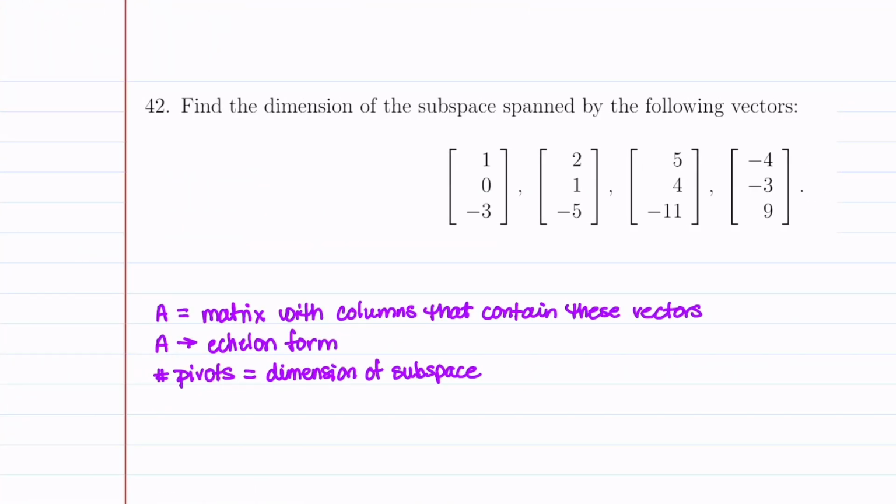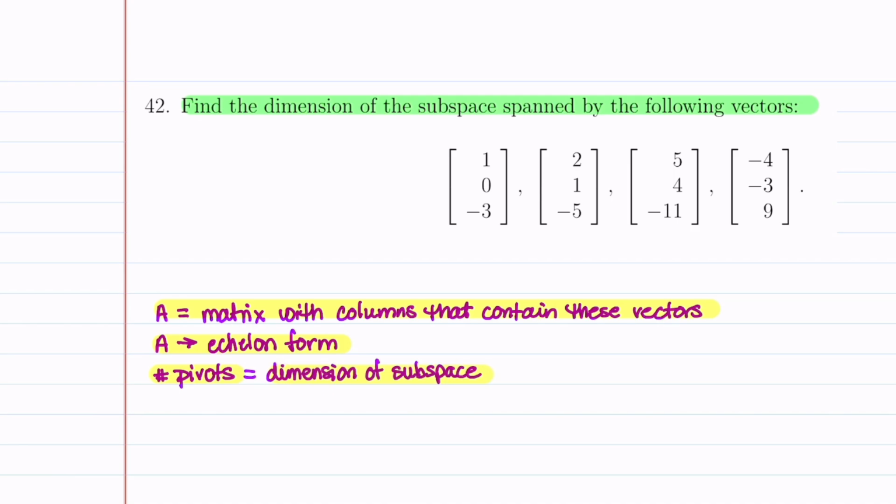In this problem, we're asked to find the dimension of the subspace spanned by these following vectors. Let me tell you what we're going to have to do to solve this problem. The first thing that we're going to do is create a matrix A with columns that contain these vectors. We're then going to put it in echelon form, and then count pivots. The number of pivots is going to be the dimension of our subspace.